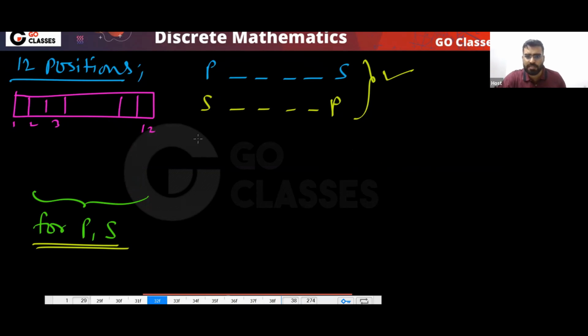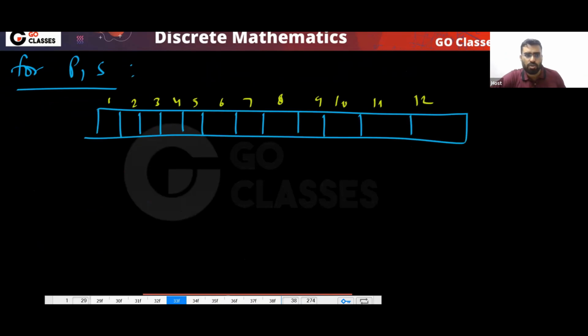How many ways for P comma S? Let's understand. There are a total of 12 positions. If one position is selected for P comma S, what will the other position be? With 1, you have to take 6. With 2, you have to take 7, and so on. With 12, what do you have to take? 7.